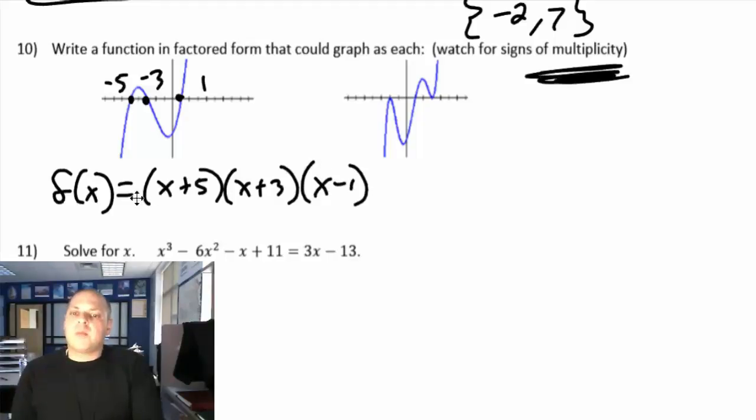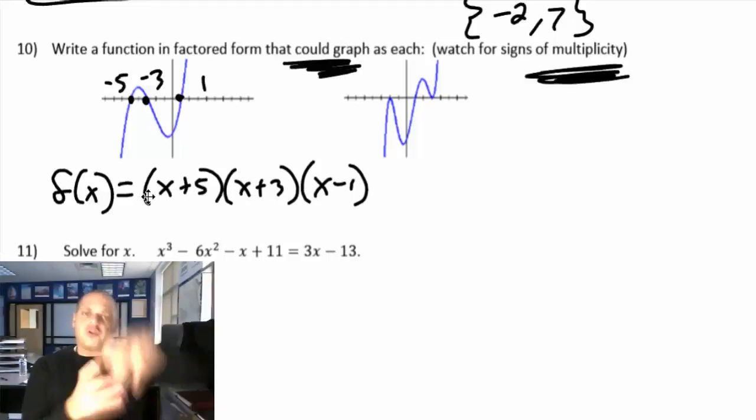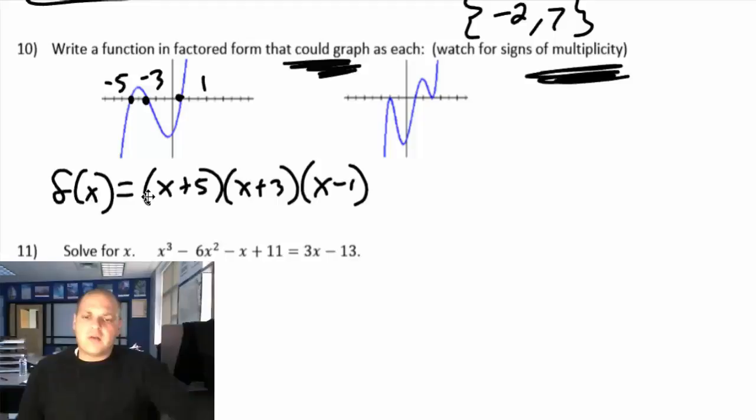Now we know there could be a number in front, but we're not worried about that. We just said that could graph as. So we're not worried about maybe there's a vertical stretch or what the vertical stretch is. That's why the y-axis doesn't have a scale. Okay? So this could graph as this.